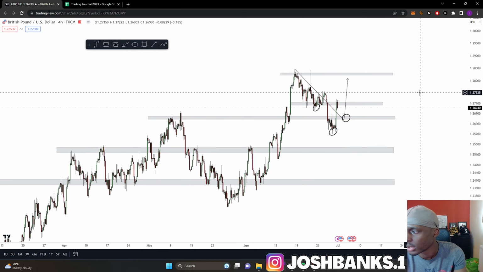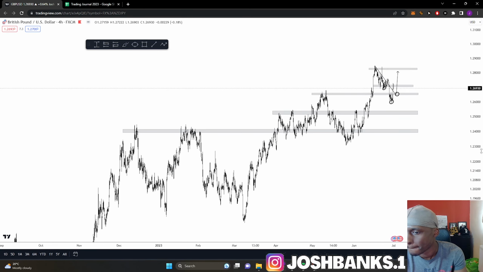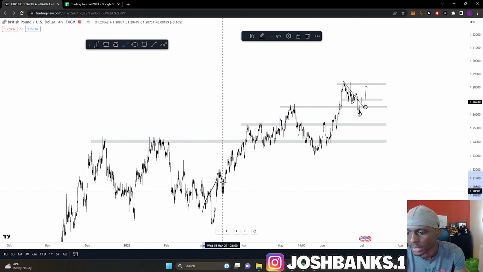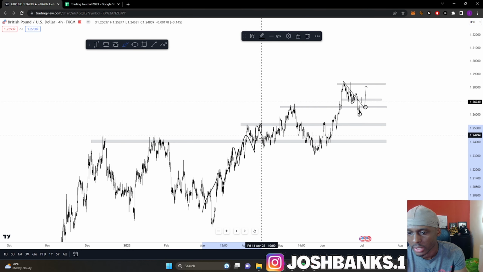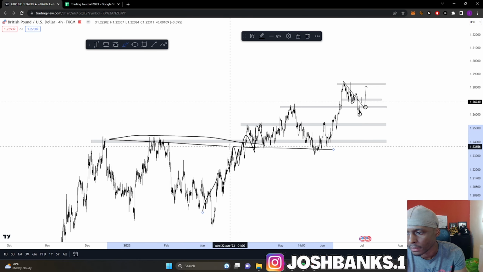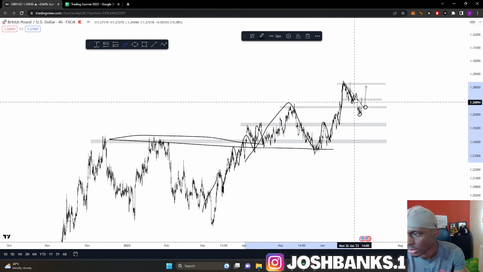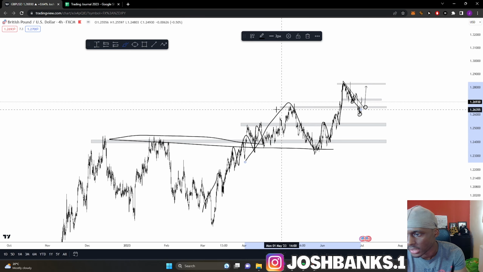All right, so starting off with GBP US dollar. As you can see, price has been in an uptrend, making high highs, high lows, high highs, high lows. Had a break and retest of this big level here. Then we had another big break and retest of this level here. And since then, we've been making high highs, high lows, high highs, high lows. We've had the pullback now into this level of support.